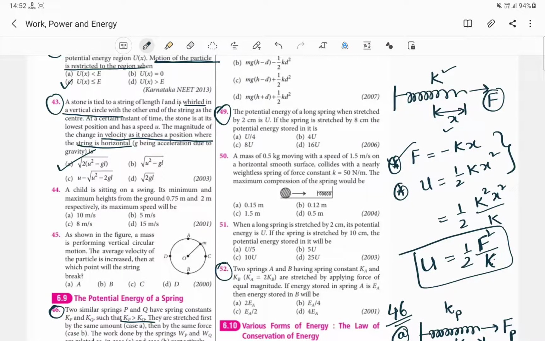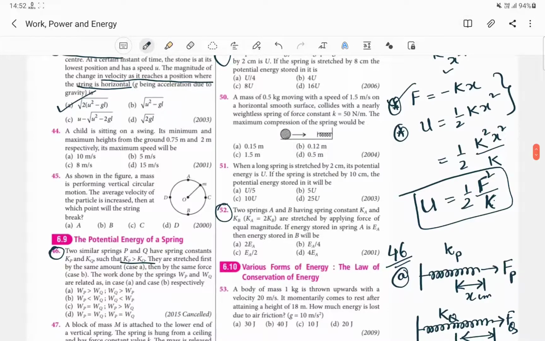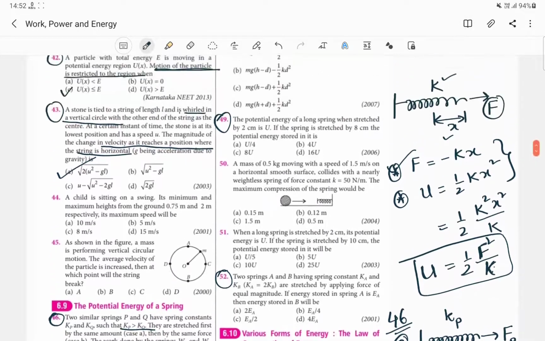In the last class we have done up to question number 43. Now let us begin with potential energy stored in a spring.